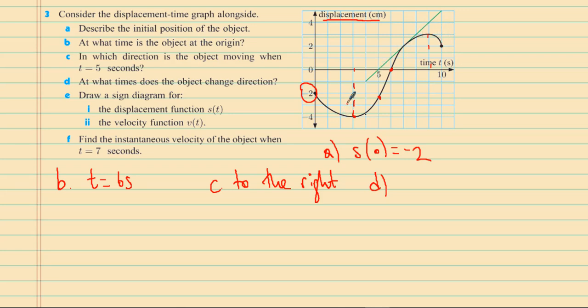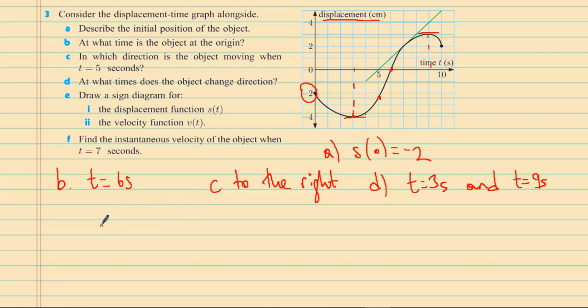We know we change direction where the velocity changes sign, but here I cannot see the velocity, so you have to go with the gradient. We know that at this point the gradient is 0, so you change your direction at 3 seconds, and also at t equals 9 seconds you change your direction. Now draw the sign diagram for the displacement and the velocity.